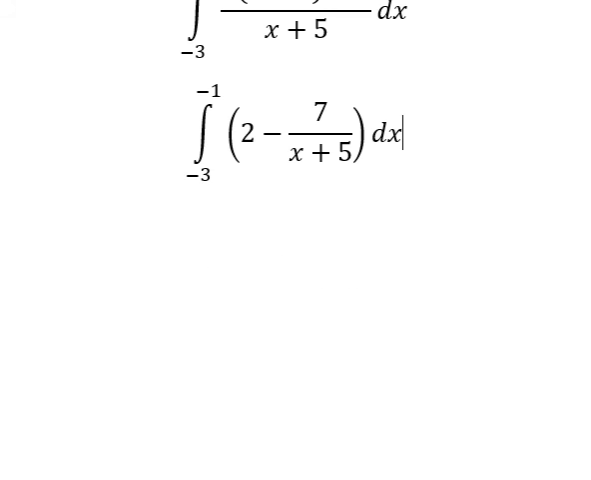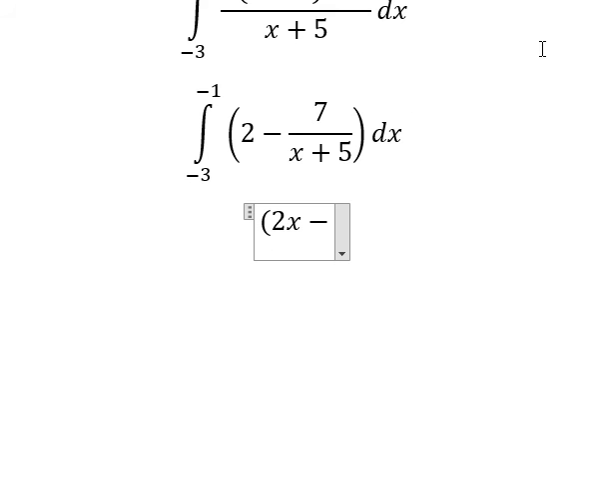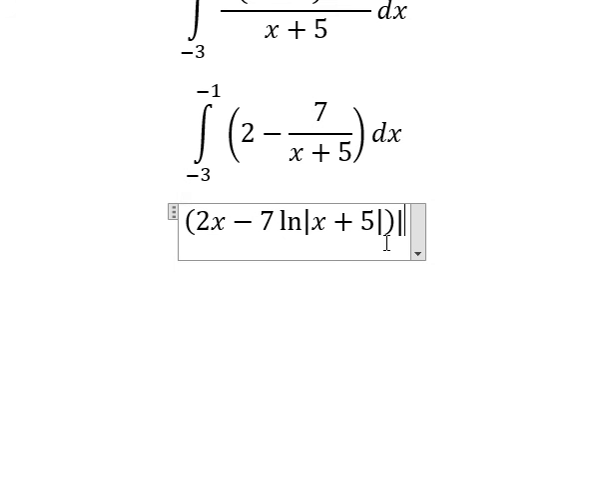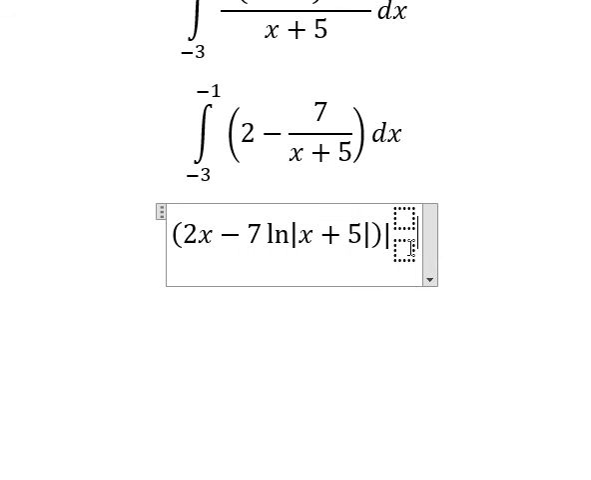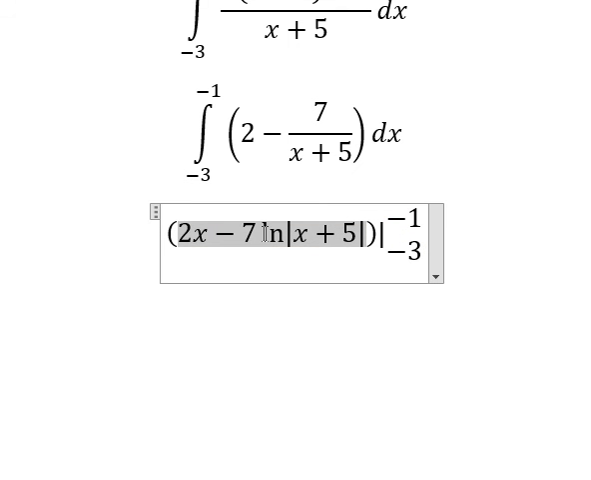And now we have the final answer. The integration of the constant, you got about s, so we have 2s. The integration of 7 over s plus 5, we have 7 ln of the absolute value of s plus 5. And we put the bounds from negative number 3 to negative number 1. And now we have the final answer.